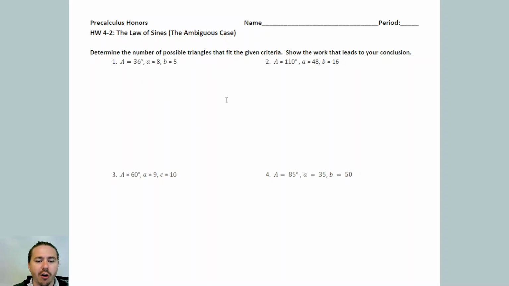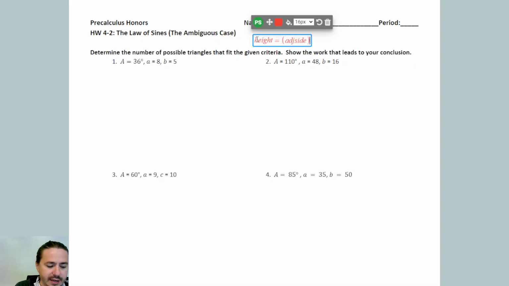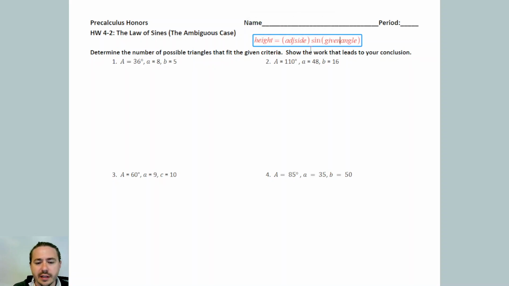To do that for all of these, we need to calculate the height of the triangle. Let me make a little note here that the height is equal to the adjacent side times the sine of the given angle. When I say the adjacent side, what I mean is not the side opposite of it.